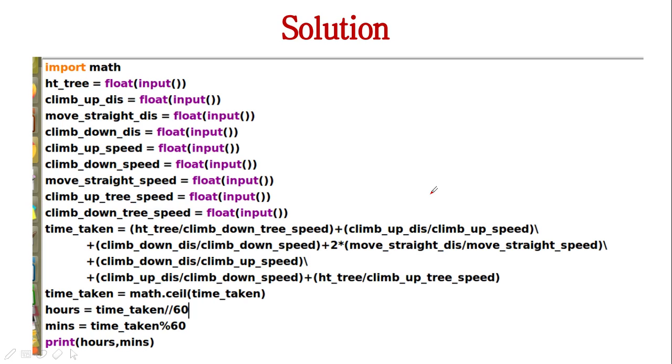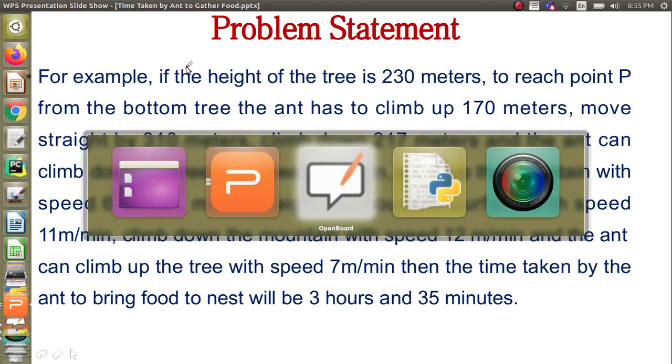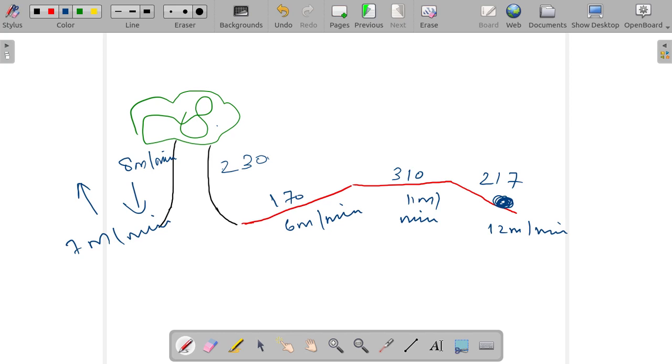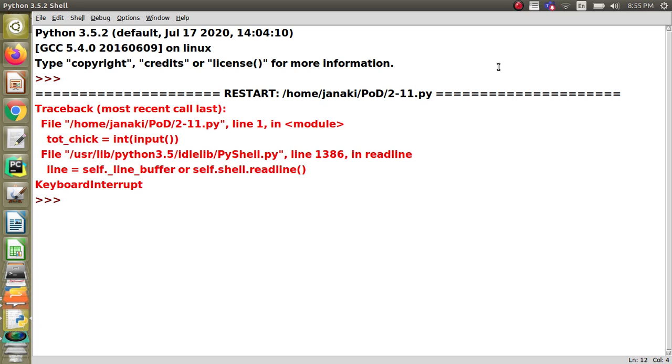Let us look at the code for this as per the input format. Before going to the code, I would like to show it on the Python terminal. The values given are 230 meters, so 230 divided by 8.